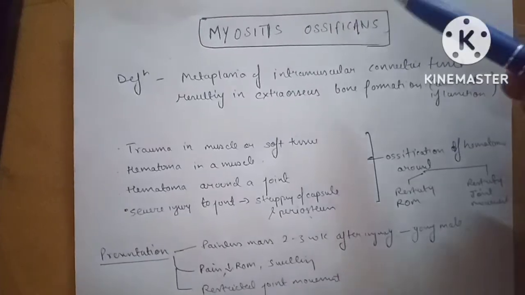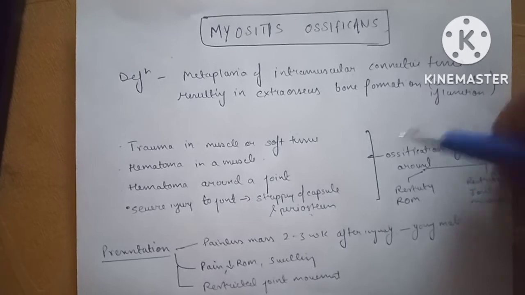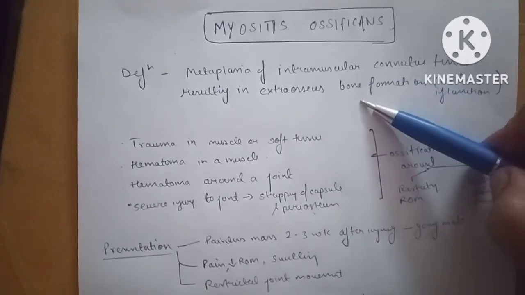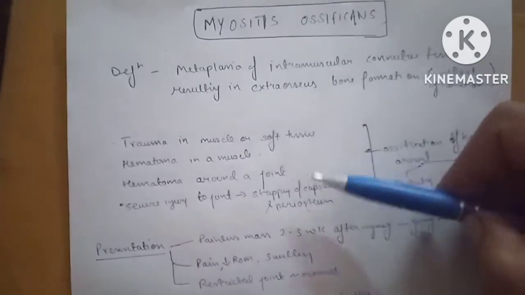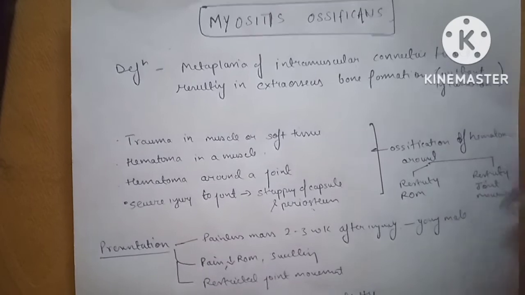Everyone, so in this video we are going to talk about an interesting topic, myositis ossificans. It is metaplasia of the intramuscular connective tissue that leads to an extraosseous bone formation. This extraosseous bone that is formed is without inflammation.